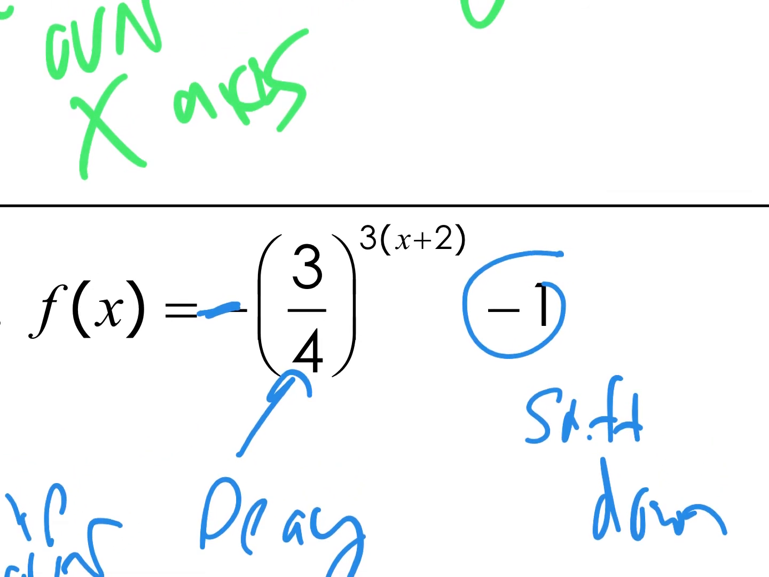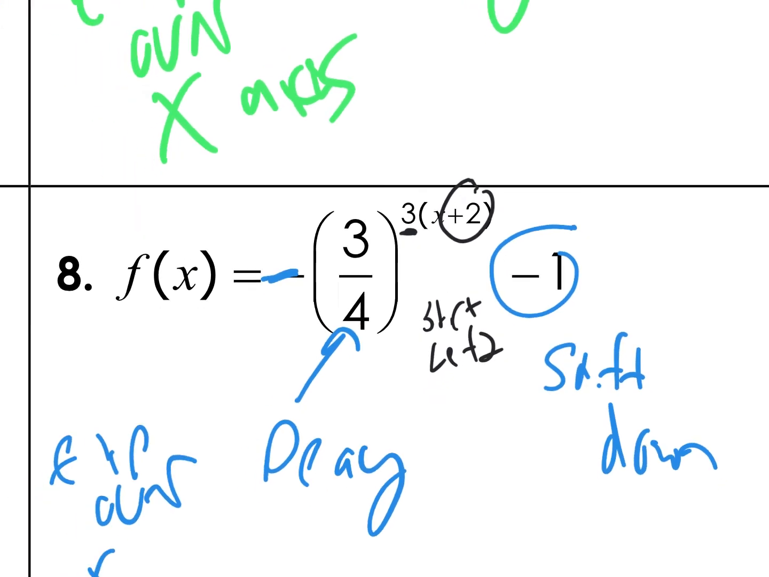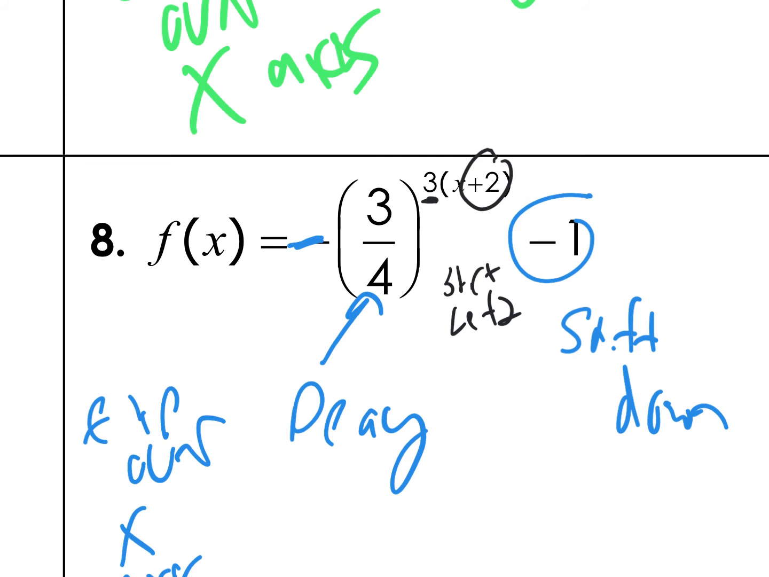And now I'm looking at this problem, and I think I made a mistake above because I don't want to distribute the 3. I think I distributed negative before. The 3 is pulled out for a reason. It's going to shift left 2. Oh, boy. Okay, so anything else I missed? Oh, the 3 itself means a horizontal compression because it's bigger than 1.